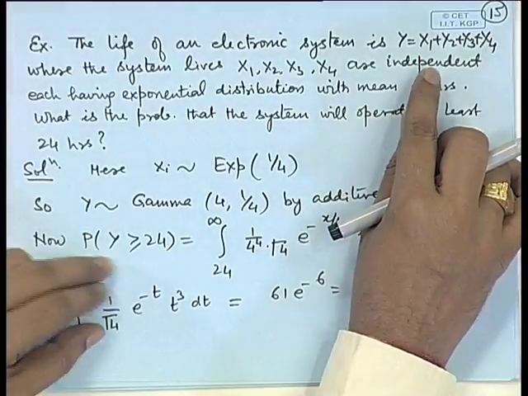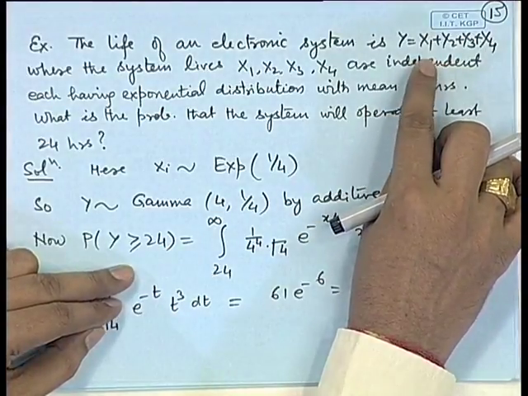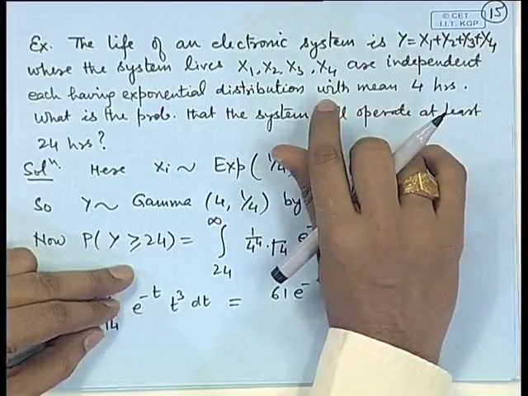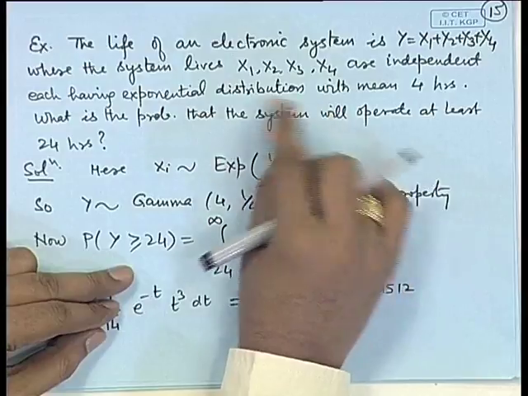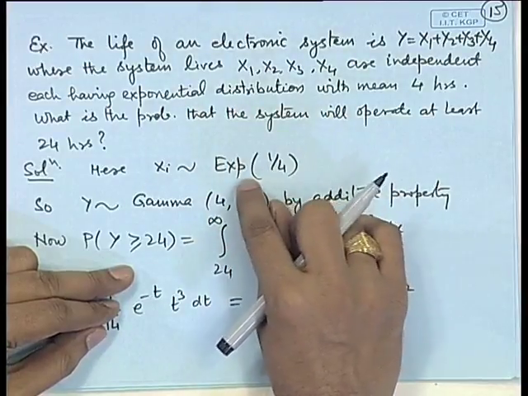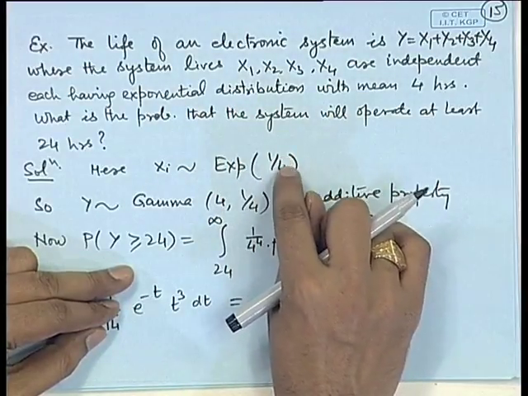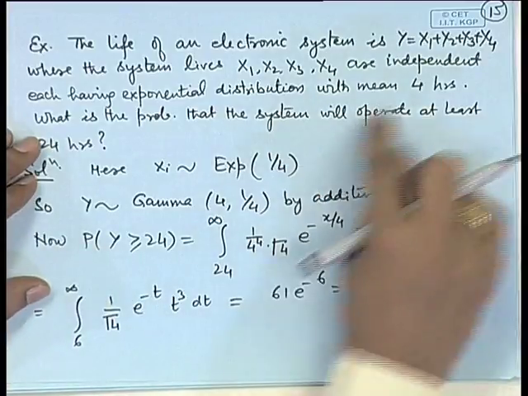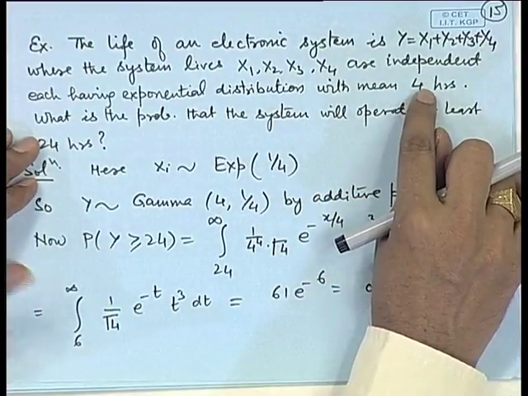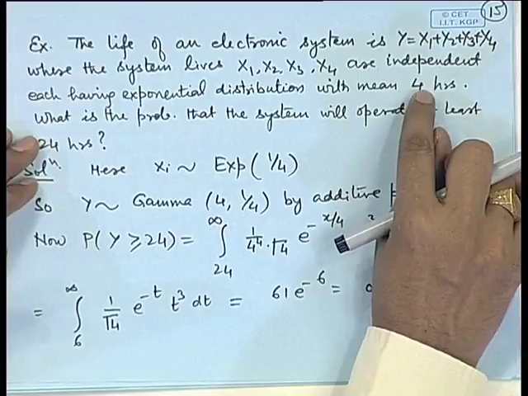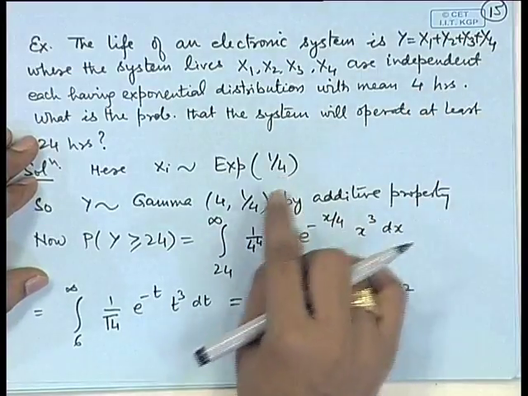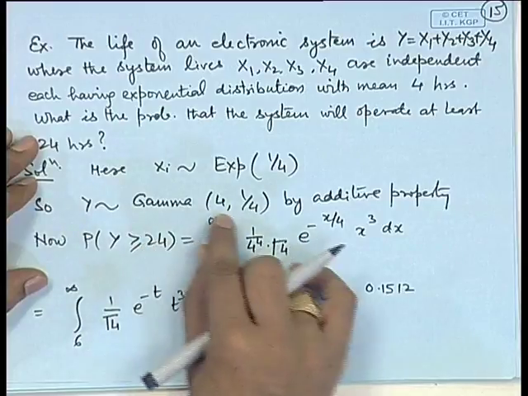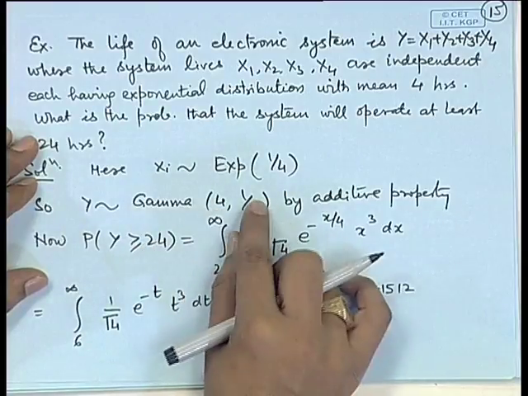Now, here we can use the additive property of the exponential distribution. We have proved that the sums of independent exponentials follow a gamma distribution. Here each xi is exponential with parameter lambda equal to 1 by 4. Here mean is 4, so parameter lambda will be 1 by mean, because mean is 1 by lambda. So, y will follow gamma distribution with parameters 4 and 1 by 4.